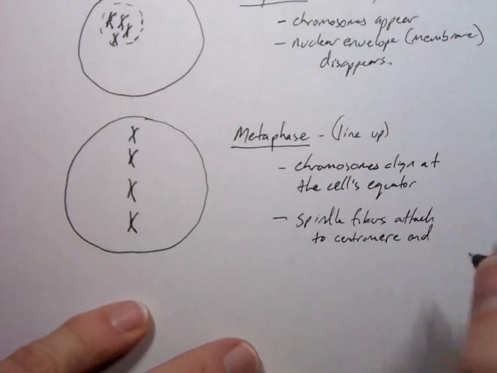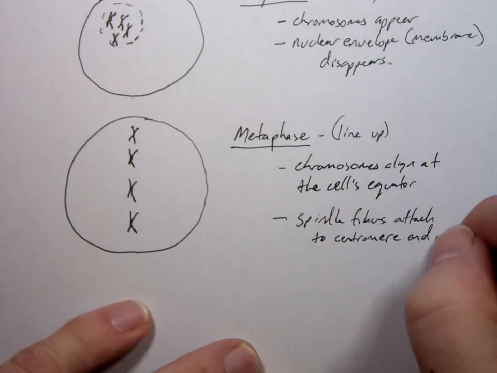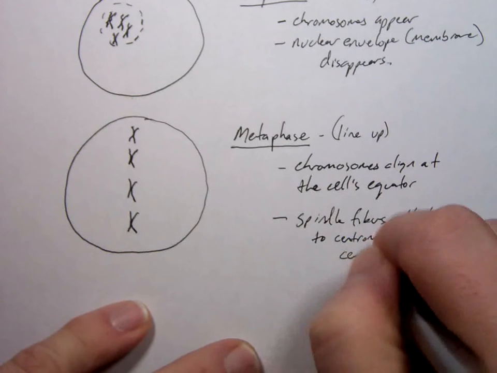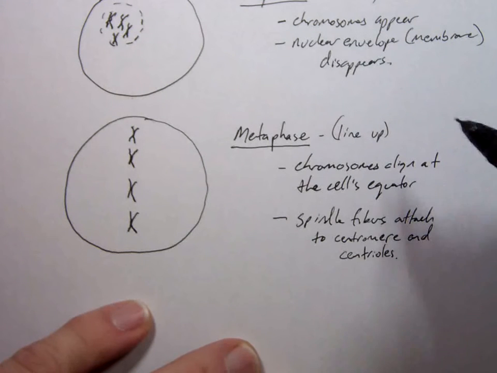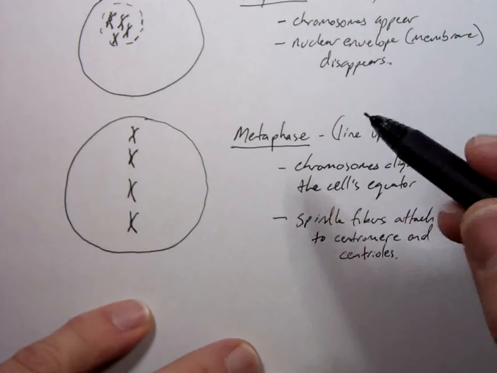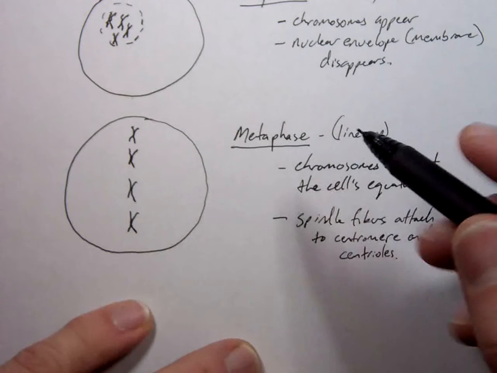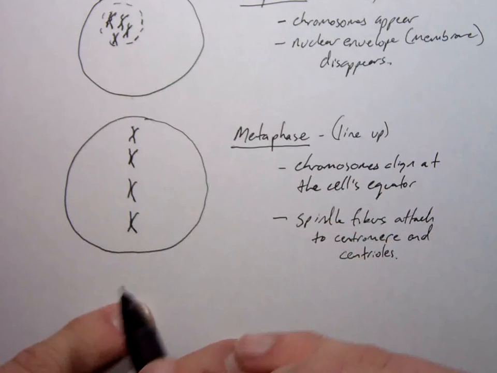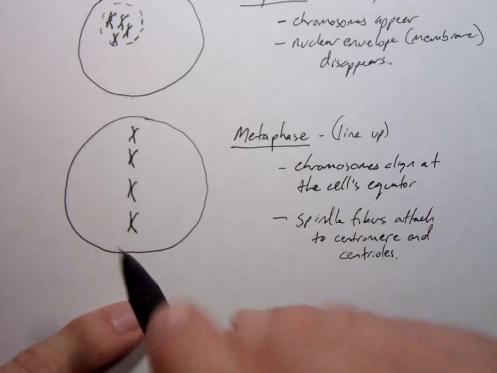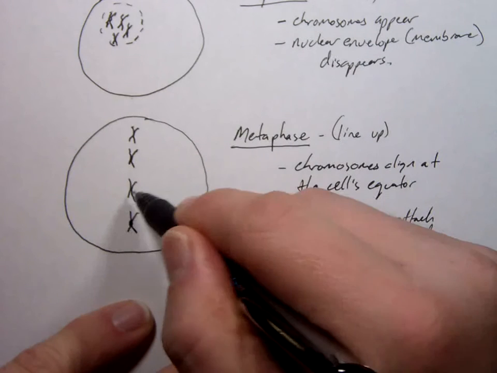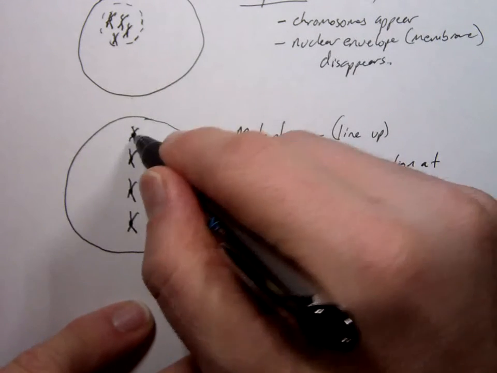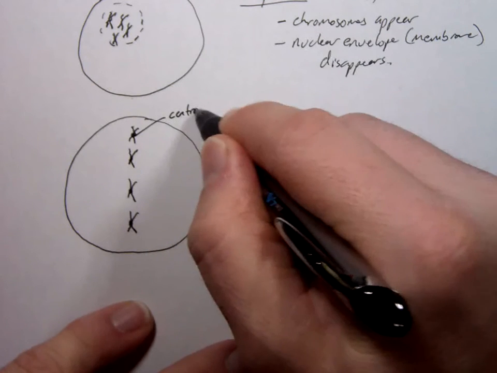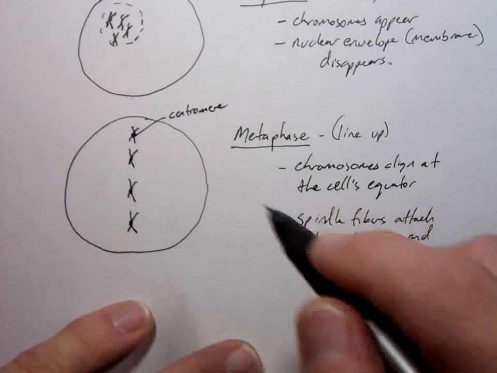Centromere, and this is going to be a little bit confusing, so don't miss this, and centrioles. Let's talk about these center things, okay? Where is a centromere found? In the center of the chromosome, right? Here's a centromere. So our chromosome.